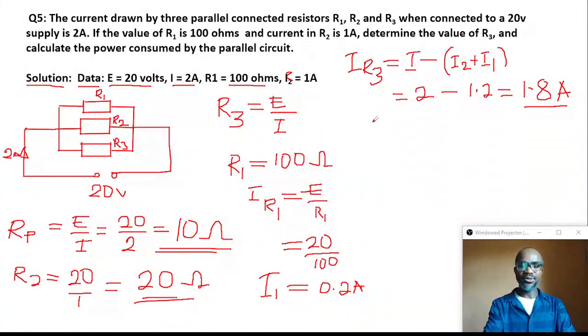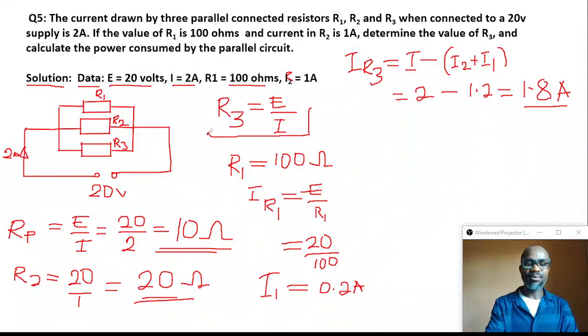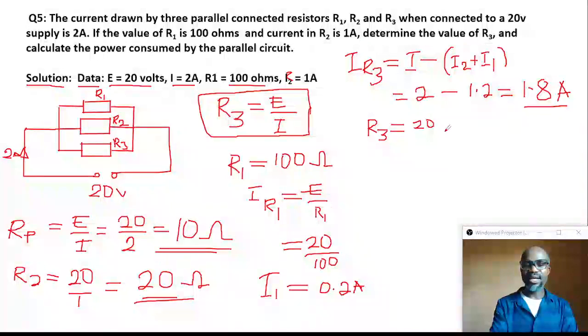It is time for us to use this formula. The formula I am putting in a rectangular box, we are going to use this to find the value of resistance 3. That is, resistance 3 now is going to be energy once again, 20 ohms, over 18 over 10. Yes, 18 over 10 is simply the same thing as 1.8. We are solving this in real time with our calculator.